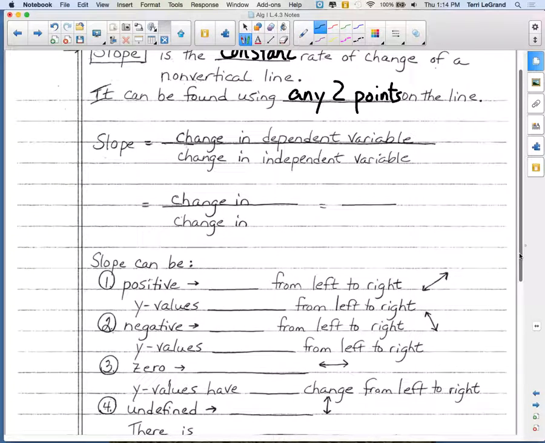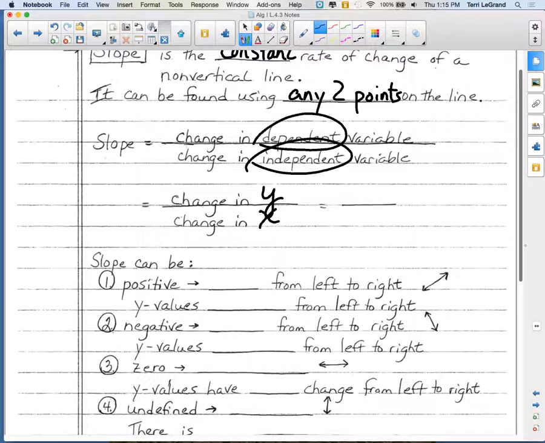Well, this should be already familiar to you. We find slope by putting the change in the dependent variable over the change in the independent variable. That's what we were just doing for rate of change: how much did it change in the dependent over how much did it change in the independent? Well then, what are we talking about? Change in what? What variable is typically the dependent variable? Y. So we're talking about how much the Y values change over, what do we typically call the independent variable? X. So change in Y over change in X.